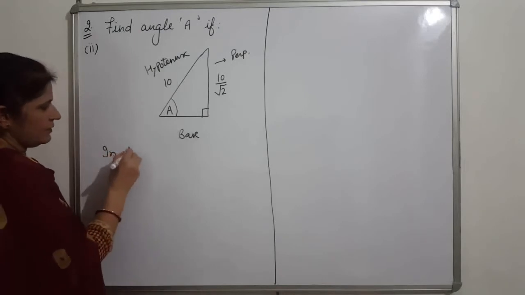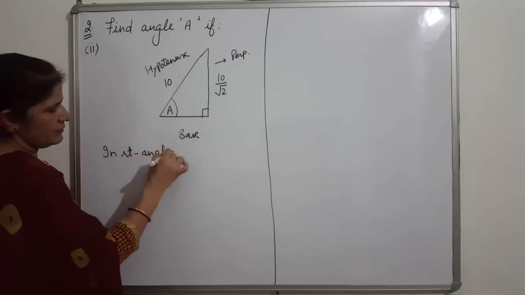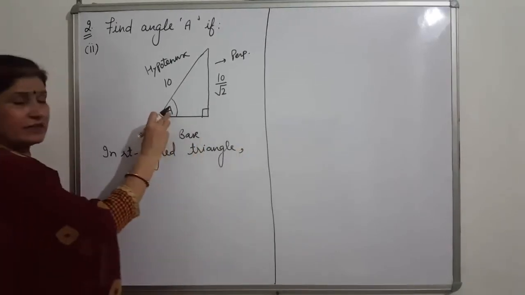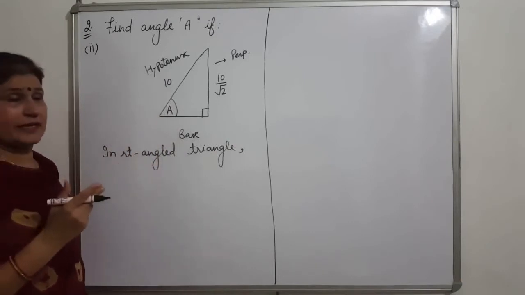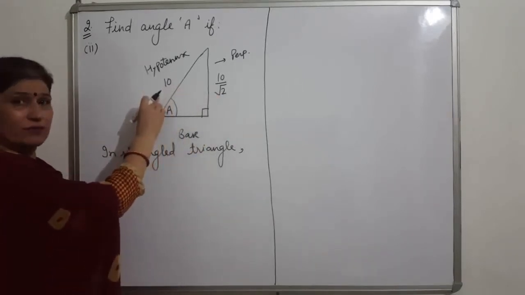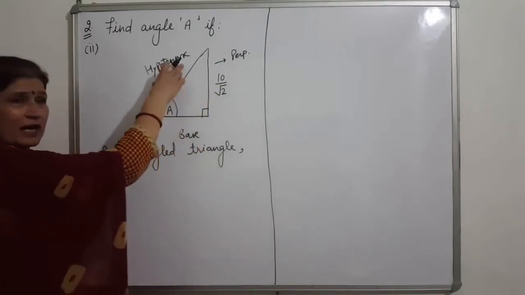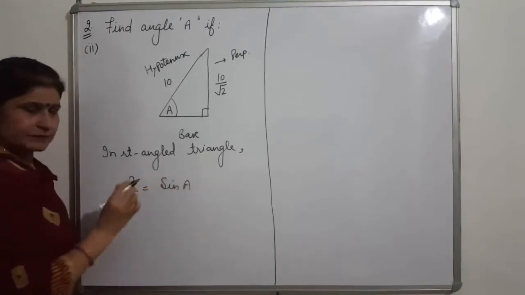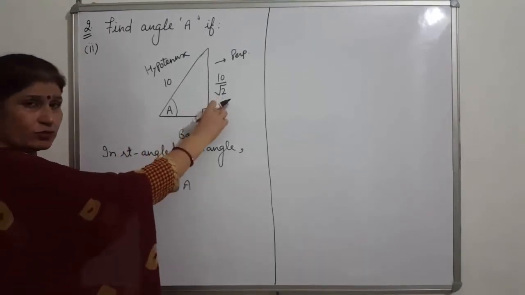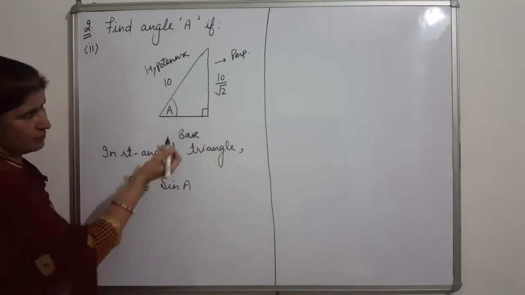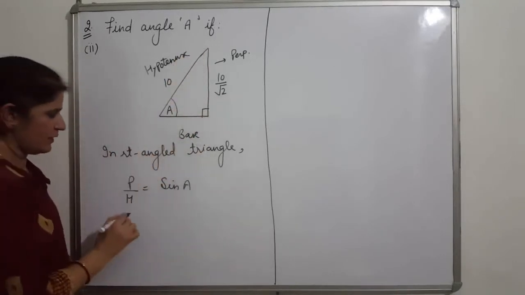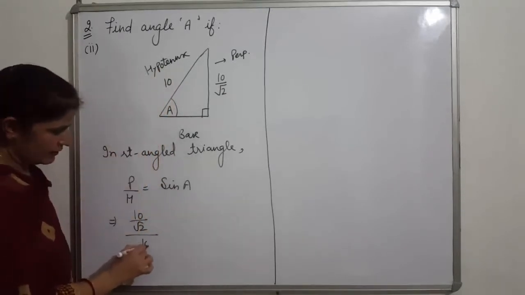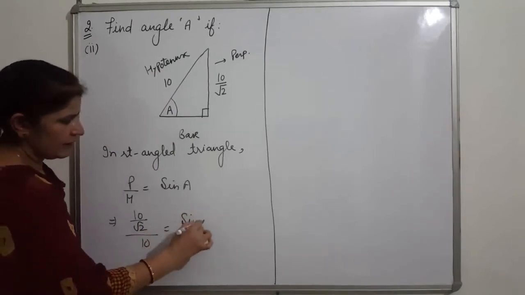In right angle triangle, now you have to find this angle A. Which two sides' ratio will you take? Which two sides' lengths are given? So, perpendicular over hypotenuse is equal to sine A. Now what is perpendicular? 10 over root 2. Because we don't have a name for the triangle, straightaway you have to keep the value. And hypotenuse is 10, equal to sine A.